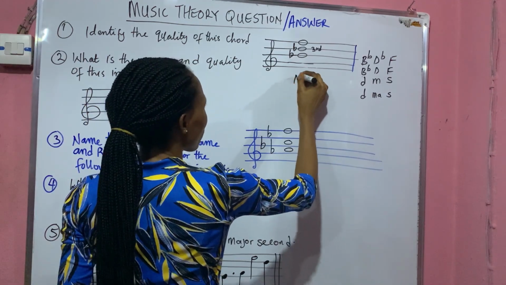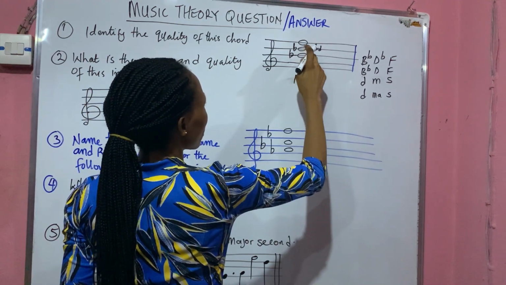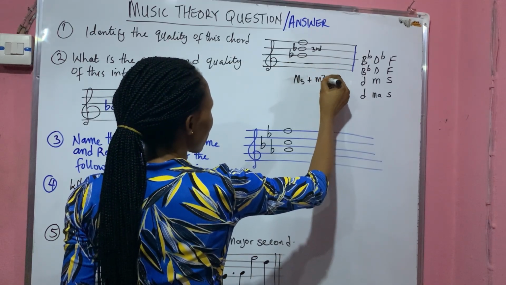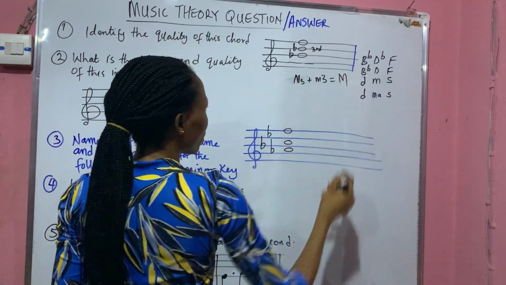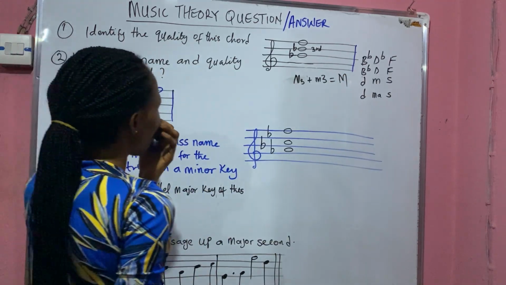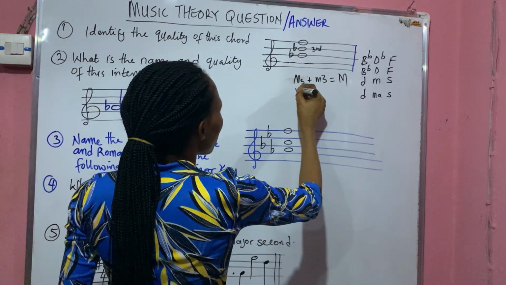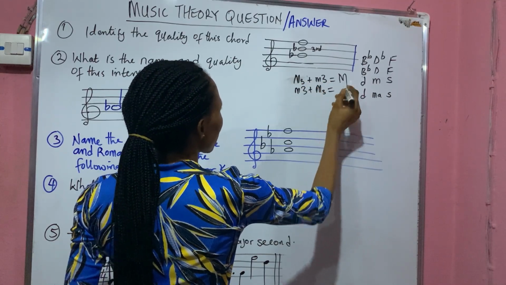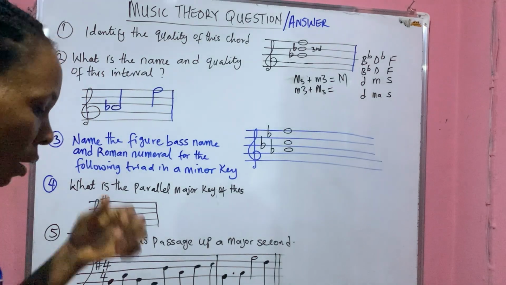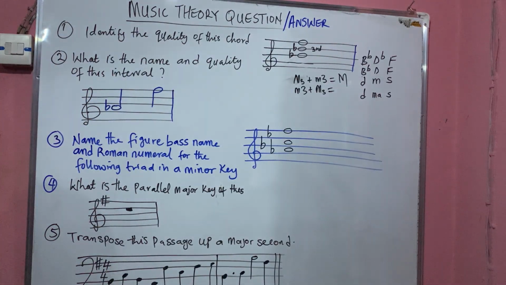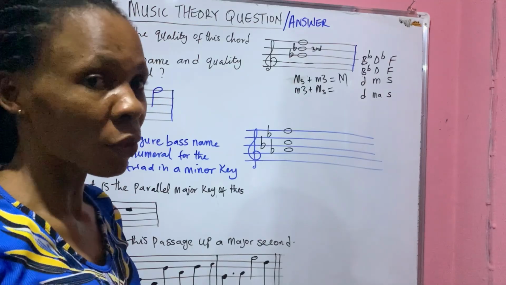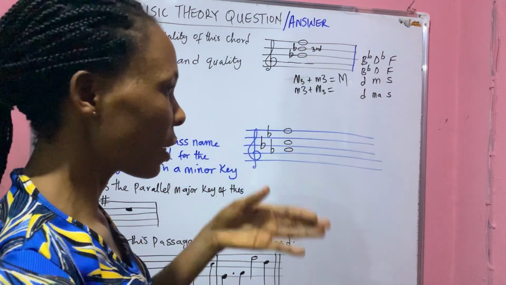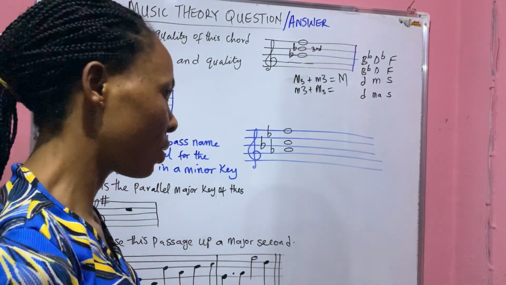If we have a major third plus a minor third, the answer will be major quality. But in this case, what we have here is a minor third and a major third. So what do you think will now be the quality of this chord? Simply, let me not stress you for today. In one of our classes we'll really take time to talk about the intervals so that you understand.